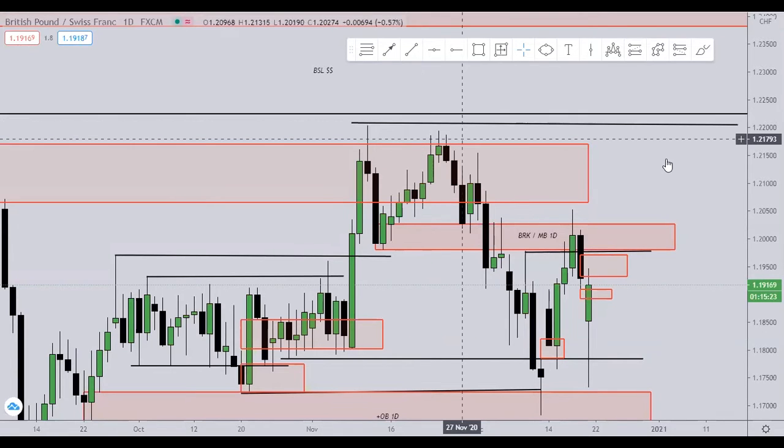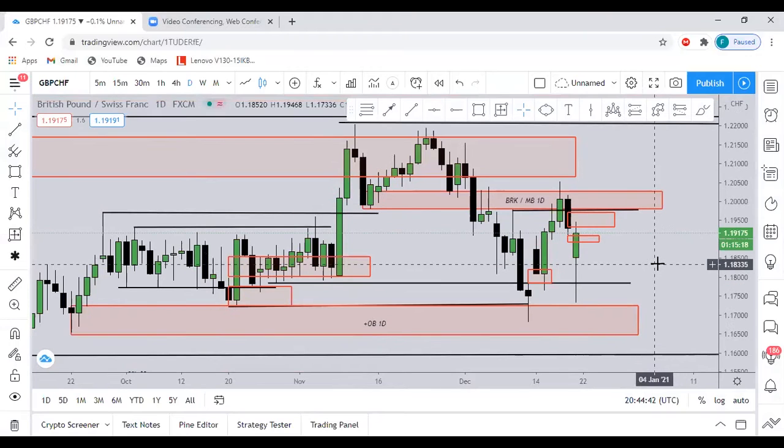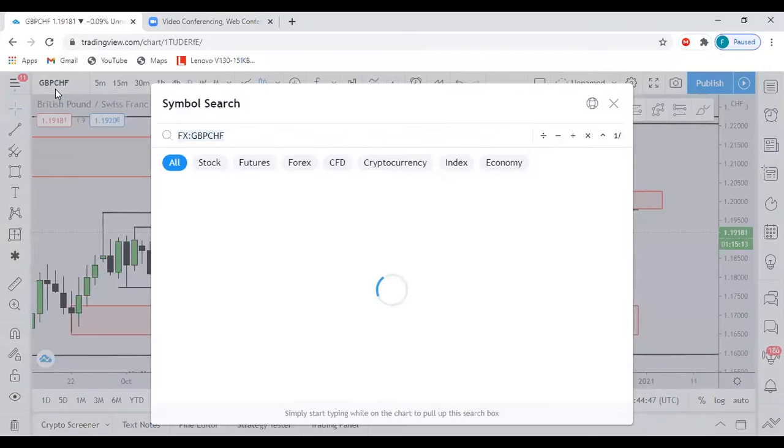Things will sometimes take time to understand. So if you don't understand, don't be discouraged. Continue to watch the videos and practice. You will understand them. Let's look at another GBP pair, AUD.